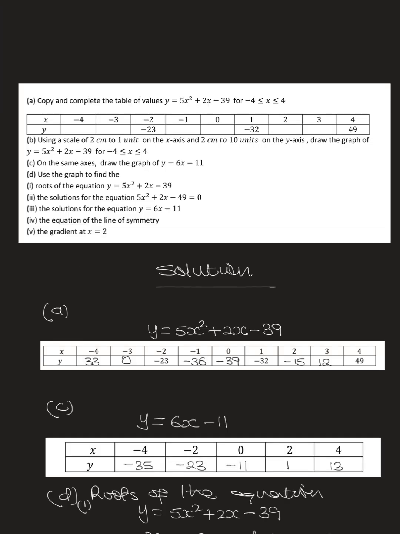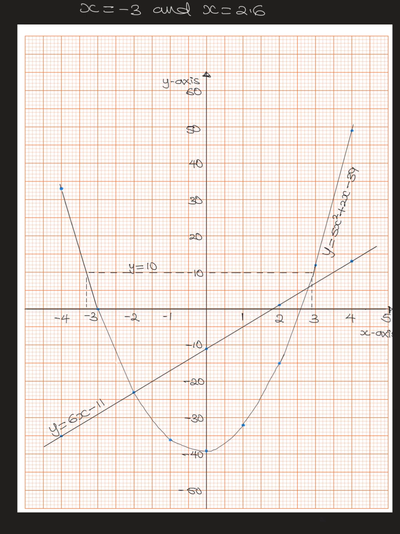Question D3 is asking us the solutions for the equation y is equal to 6x minus 11. So this linear equation is again going to be compared with the main equation from the graph. The point where the two graphs intercept will give us the solution. Let's trace that from the graph. We have the two graphs here. One of them is quadratic, the other one is linear. These two graphs intercept at 2 points. One of them is here and the other one is here.